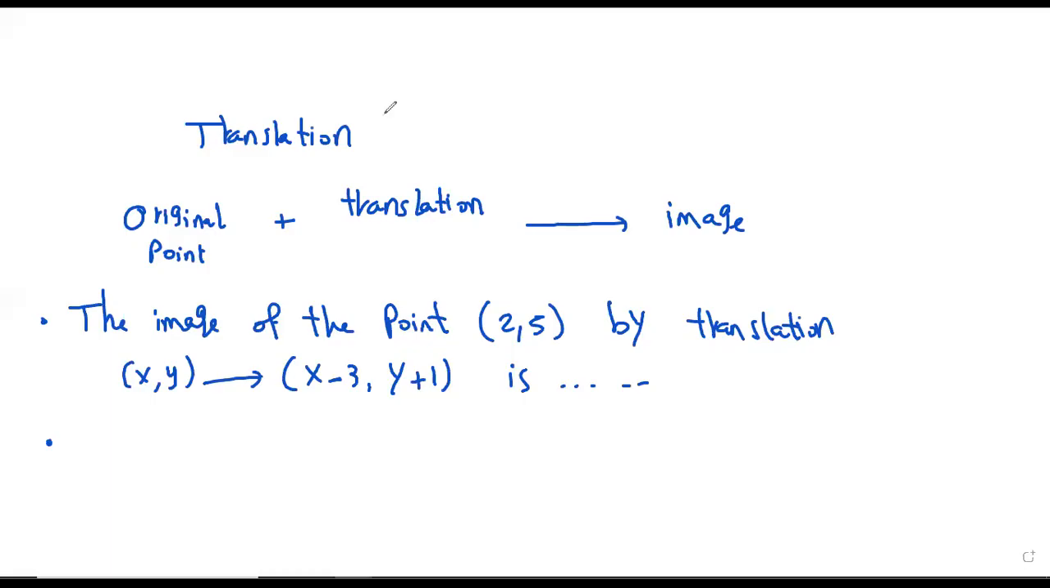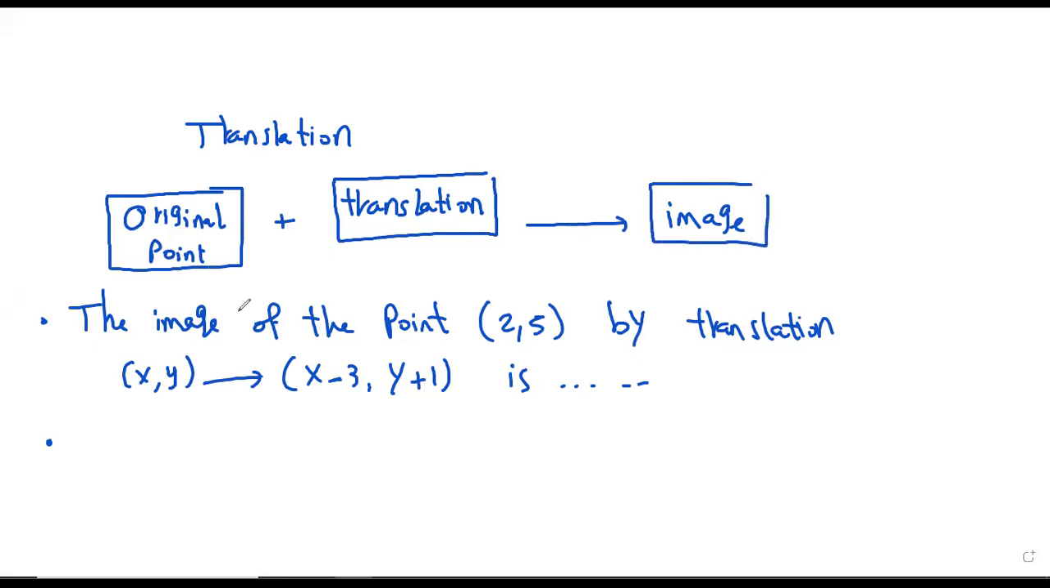In the translation, we have the original point, and there is a translation happening to this point, so we'll get an image. So here the image of the point 2 and 5 by translation x and y goes to x minus 3, y plus 1. So x minus 3: 2 minus 3 will be negative 1. And 5 plus 1, add 1 to 5, it will be 6.